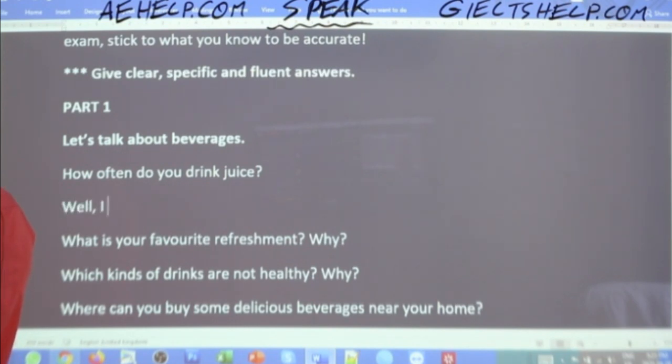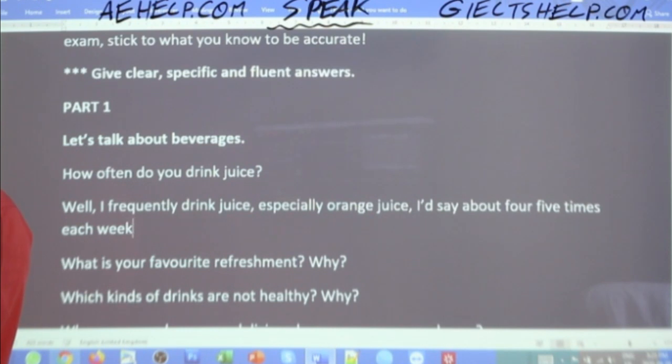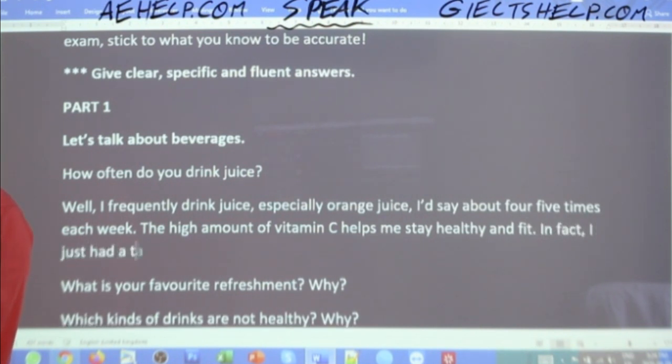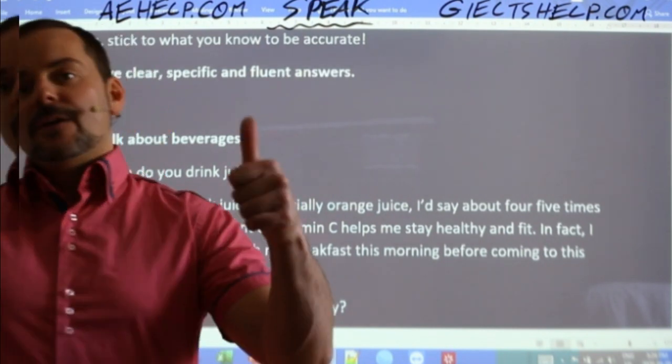Well, I frequently drink juice, especially orange juice. I'd say about 4 or 5 times each week. The high amount of vitamin, British people will say vitamin, vitamin C helps me stay healthy and fit. In fact, I just had a tall glass of OJ with my breakfast this morning before coming to this exam. That's your band 9 answer. Very nicely done. Thumbs up.